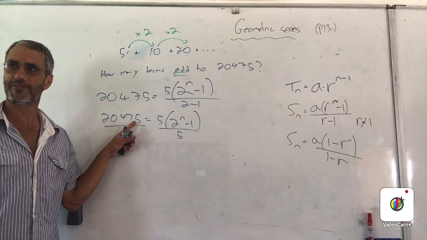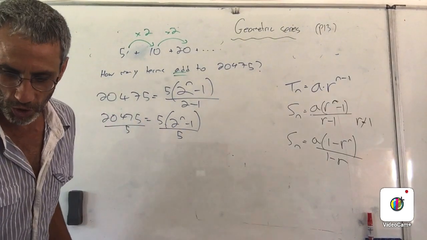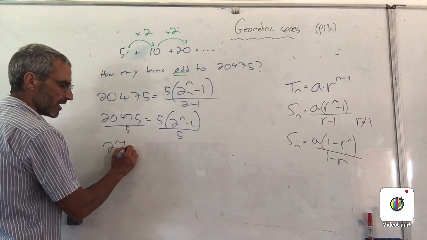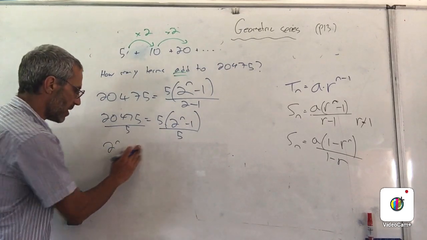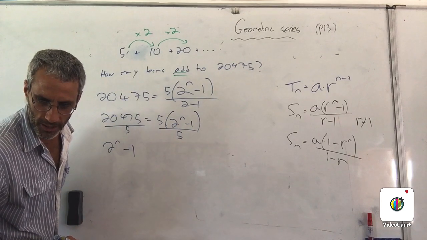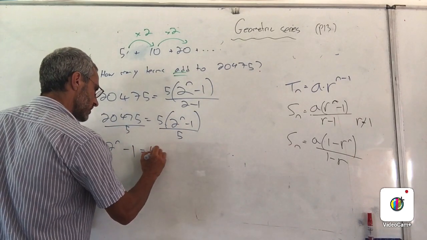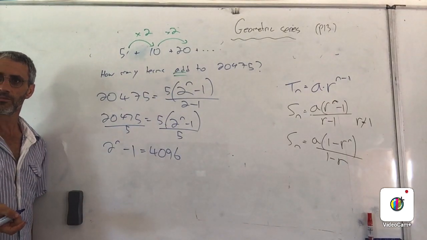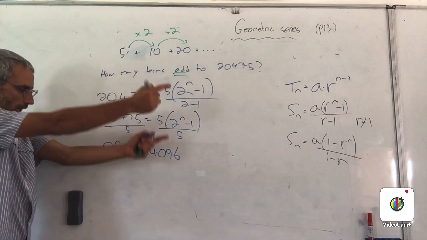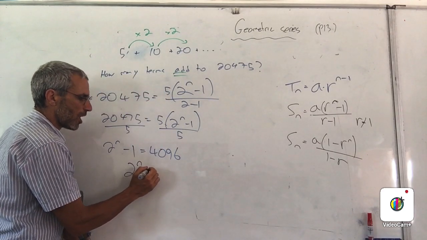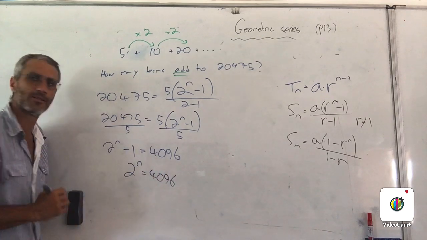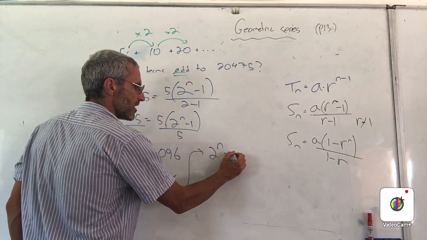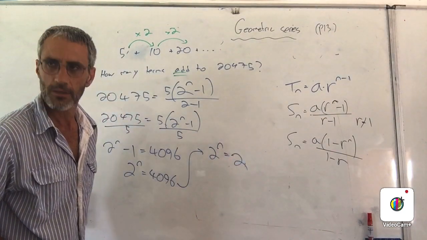And look, this is 5 times something, so I know it's going to be a nice number. We're going to get 2 to the power of n minus 1 equal, according to these numbers, 4,096. And now what should I do? Now you should take the minus 1 across. So plus 1, 2 to the power of n equals 4,096. And now use the fact pattern. So it's going to be 2 to the power of n equal 2 to the power of 12.